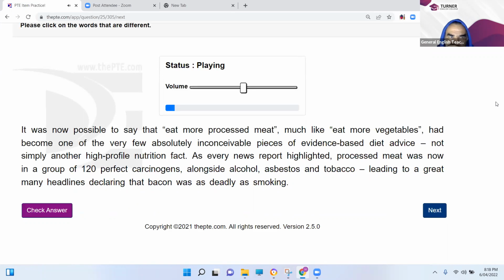It was now possible to say that eat less processed meat, much like eat more vegetables, had become one of the very few absolutely incontrovertible pieces of evidence-based diet advice, not simply another high-profile nutrition fad. As every news report highlighted, processed meat was now in a group of 120 proven carcinogens, alongside alcohol, asbestos, and tobacco, leading to a great many headlines blaring that bacon was as deadly as smoking.